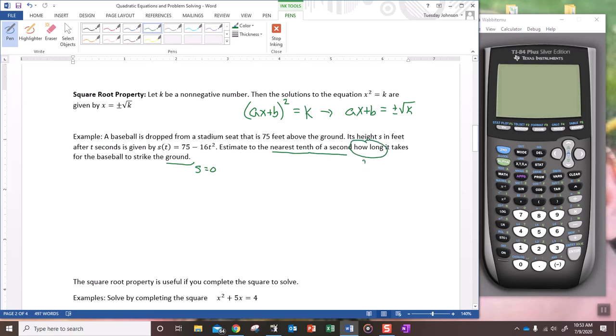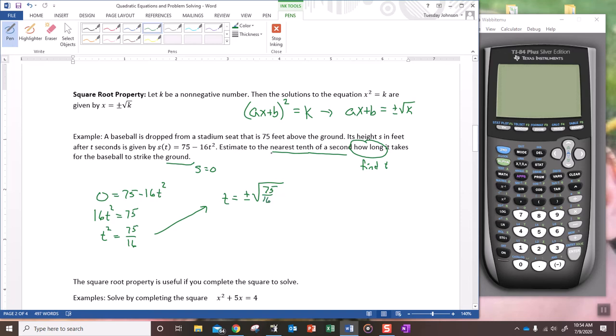How long tells us to find a time. So find the time when s is 0. So I will solve 0 equals 75 minus 16t squared. In order to use our square root property, let's add 16t squared to both sides. Then we'll divide by 16. Now using the square root property, we find that t equals plus or minus the square root of 75 over 16.